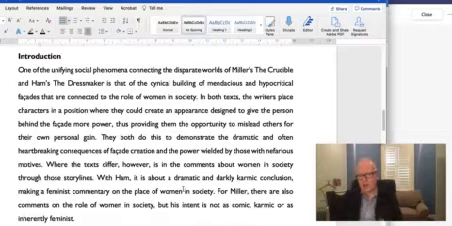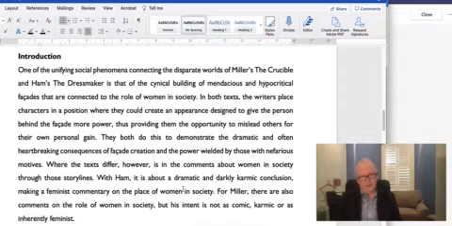So I am engaging with the prompt. You notice here I haven't named any characters, and there's a reason for that, because sophisticated introductions for the most part don't name characters. They both do this to demonstrate the dramatic and often heartbreaking consequences of facade creation and the power wielded by those with nefarious motives. Nefarious, of course, meaning almost villainous, or certainly selfish, uncaring kinds of motives.